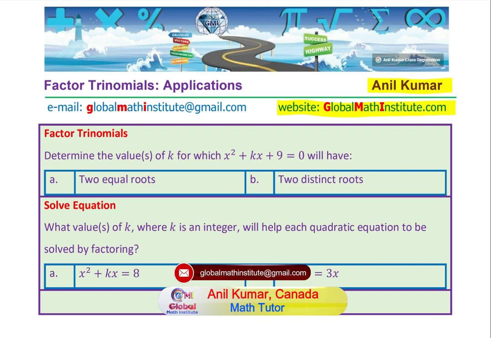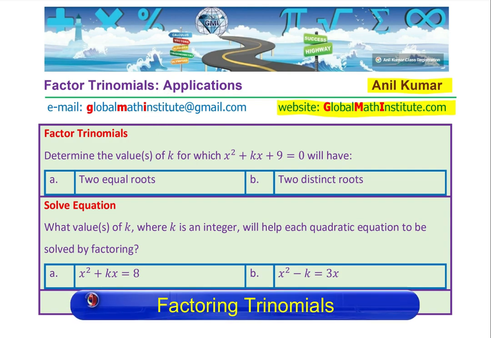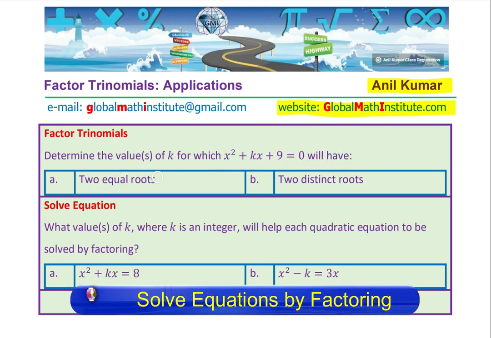In this video, we are taking up two very important questions from test point of view. You know factoring trinomials, and here are two examples. Question number 1 is, determine values of k for which x squared plus kx plus 9 equals 0 will have two equal roots, and part B is two distinct roots. So you'll also understand the difference between part A and B.